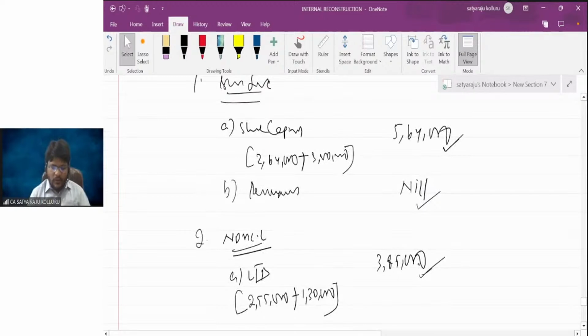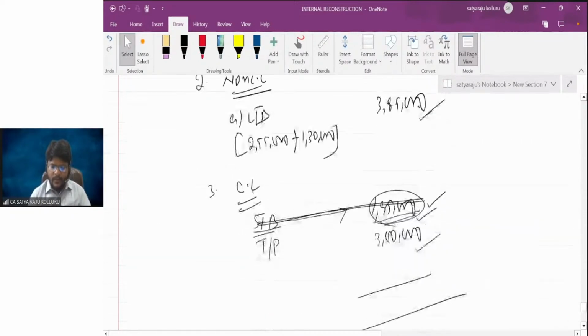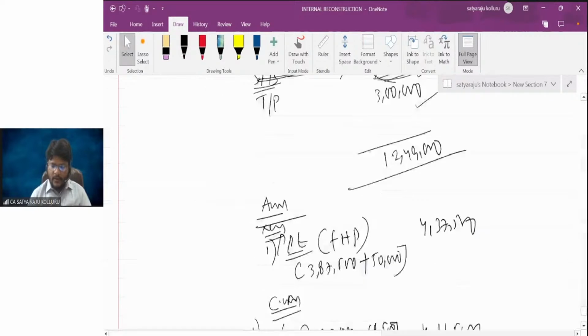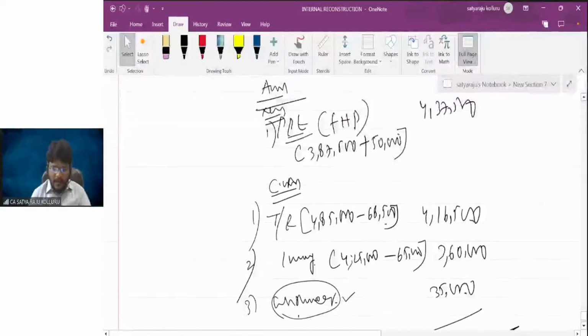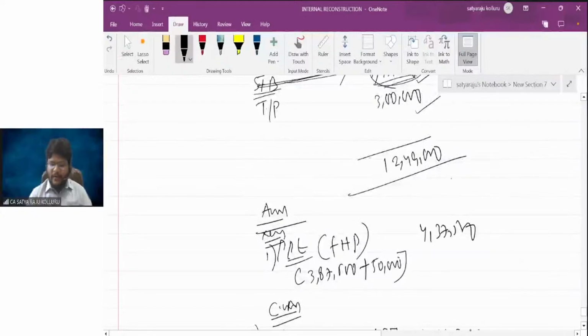I parked it into cash and cash equivalents. Now please let me know the total of liabilities. 5,64,000 plus 3,85,000 plus 3 lakhs. Now I got 12,49,000 here. Here you can verify: 4,37,500 plus 4,16,500 plus 3,60,000 plus 35,000. This side also 12,49,000. You can verify, guys. Both sides now it's tallied absolutely.